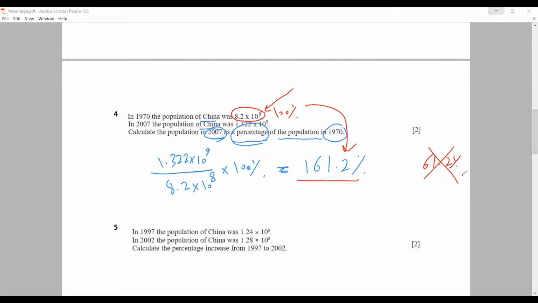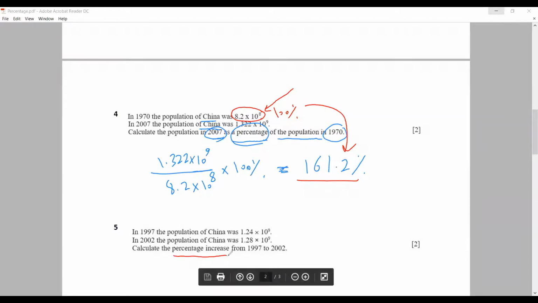So in question number 5, which is a very similar question, but now they're asking for percentage increase. So what you can do is to do the same thing that we did in question number 4, and then basically subtract 100 from the final answer that you obtain, and that should give you the percentage increase. Or you can find the increase first from these two numbers. So let's find how much it's been increased from 1997 to 2002.